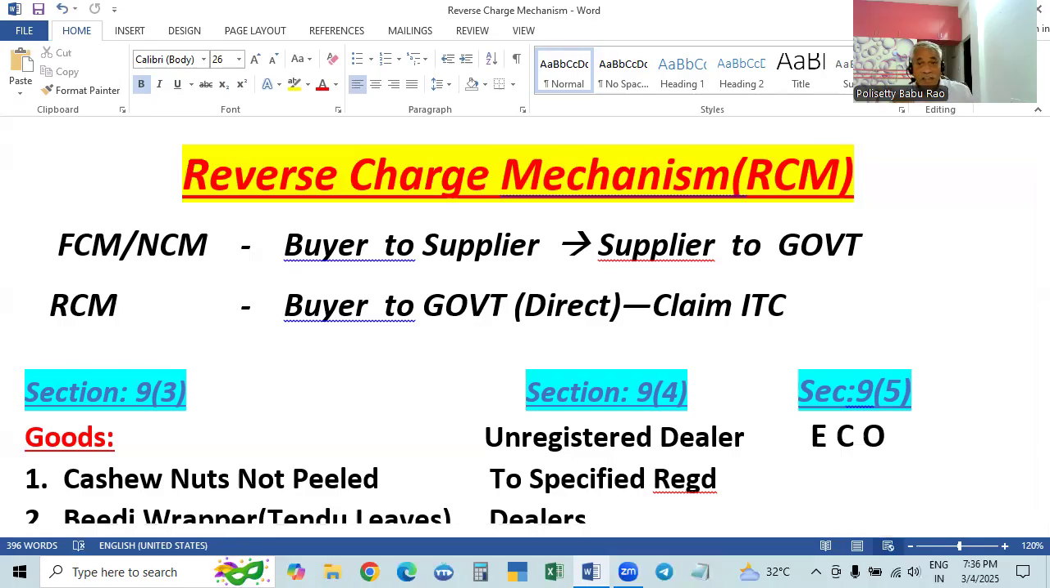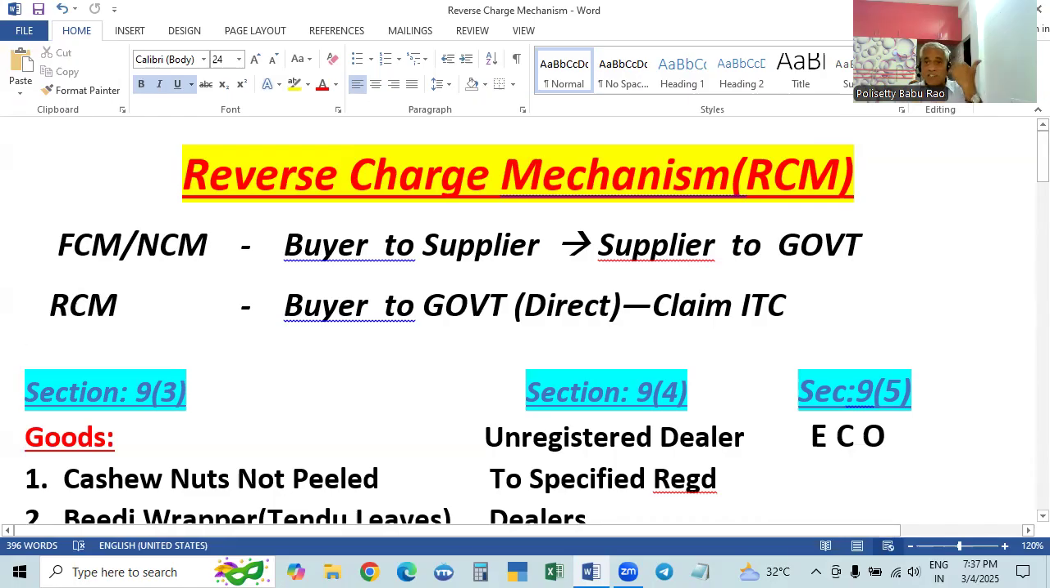But the buyer or the recipient will pay the tax, that is GST, directly to the government, and then he will claim the ITC, input tax credit, whether paid to the government through the seller or paid directly. This method is called the reverse charge mechanism. Normally, this is the forward charge mechanism. That is what normally happens.